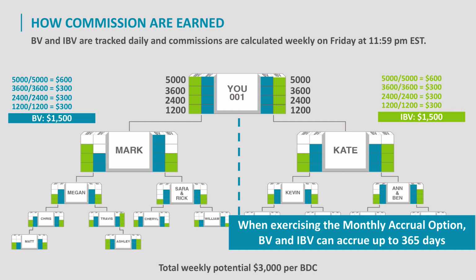And it gives you a total weekly potential of $3,000 per business development center, because as your organization grows, and think of it as points of distribution, as that grows and more volume comes through your business, you can start to go from 0 to 5,000 in a month. You can start to go 0 to 5,000 in 2 weeks. And as it gets bigger and more volume is generated, you can get to the point you go 0 to 5,000 in a week with the company.